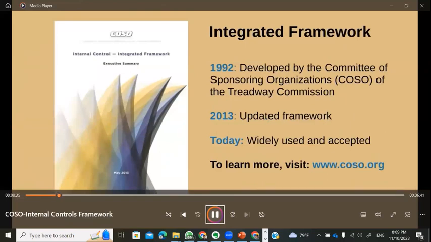The framework was updated by COSO in 2013 and is widely used and accepted across a variety of organizations and businesses as part of an effective financial management practice. To learn more about this framework, I would encourage you to visit their website at www.coso.org. This video will provide a high-level overview and key takeaways of this framework.